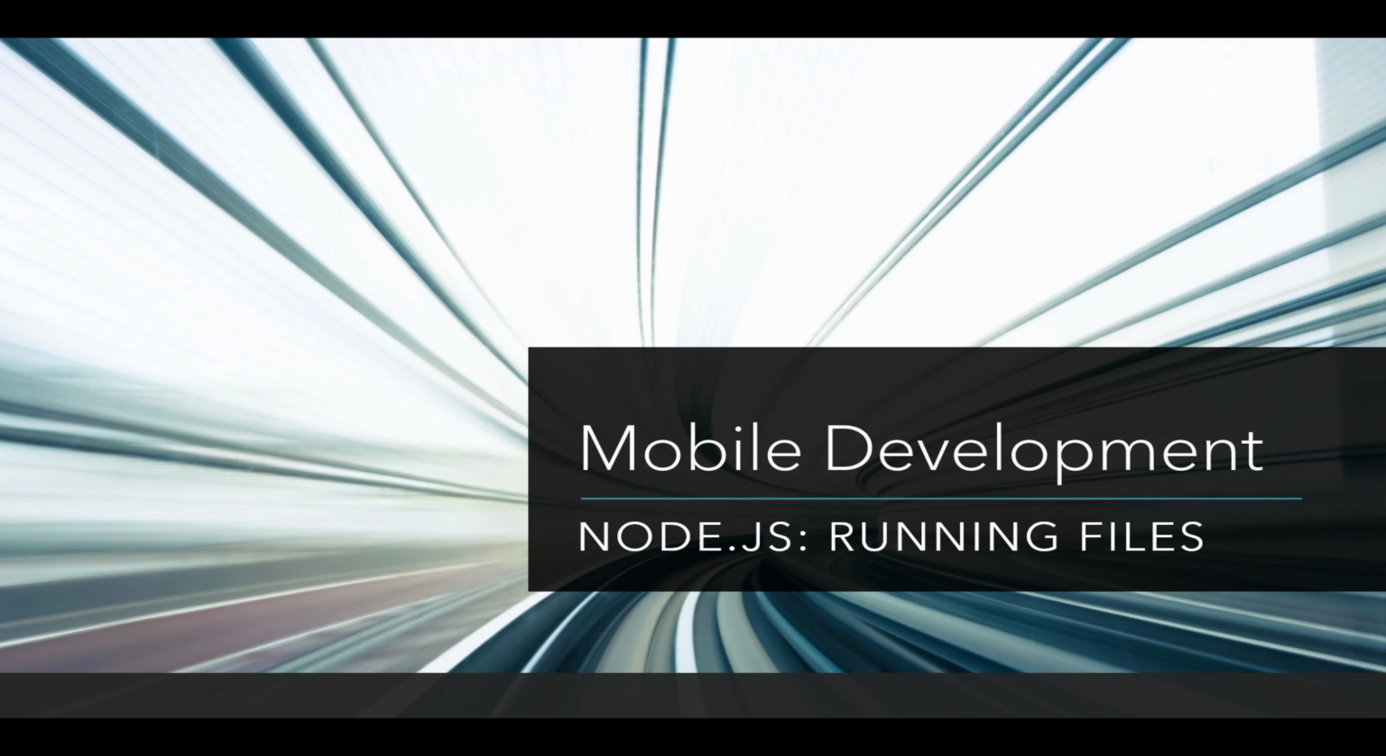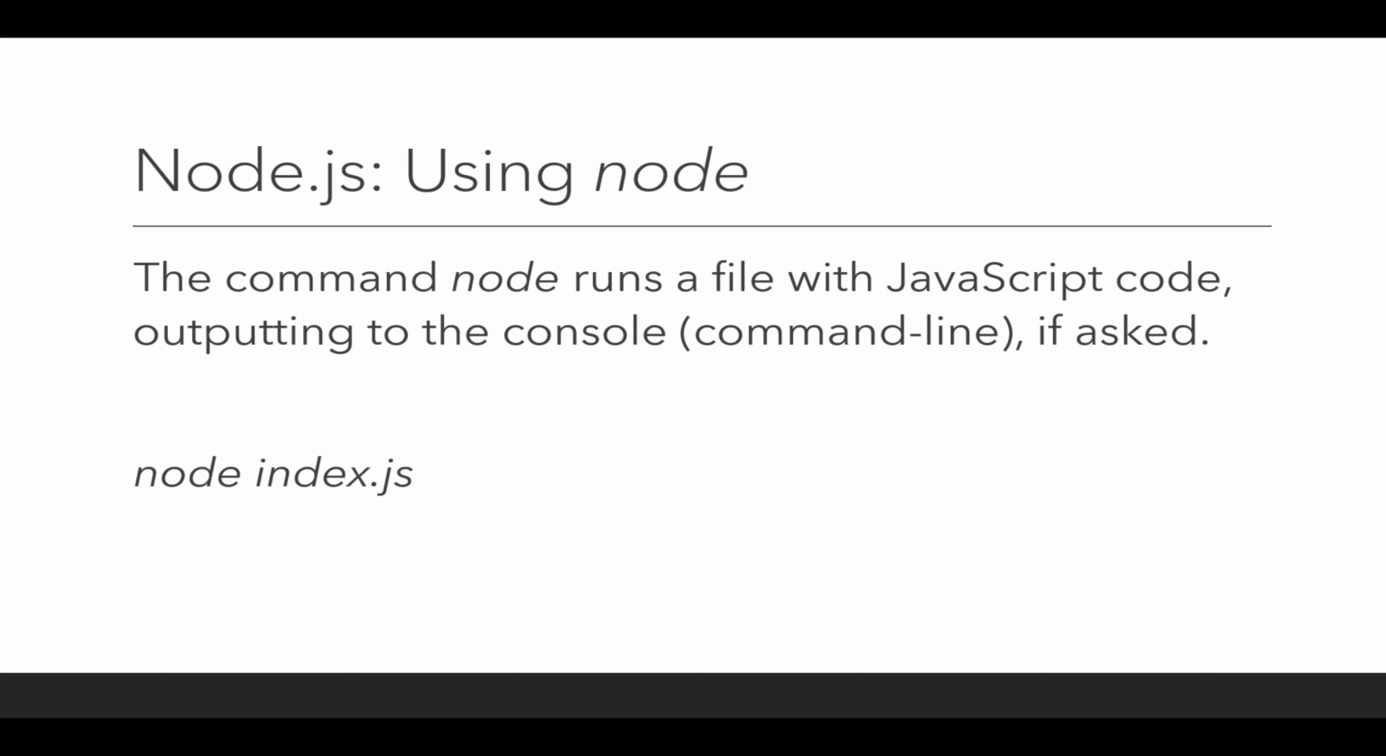Running files with Node.js. In Node.js, the command node runs a file with JavaScript code, outputting to the console, the command line, if asked. So for example, node space index.js would run the file index.js containing JavaScript code and would run that and potentially, if asked, output anything to the console. Let's look at an example by returning to Visual Studio Code.